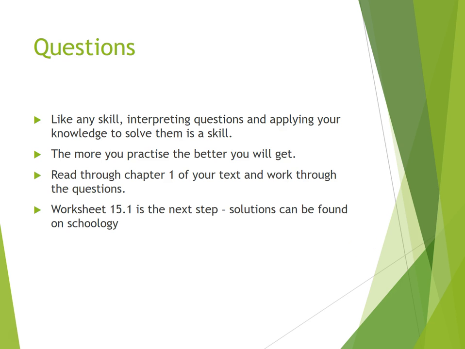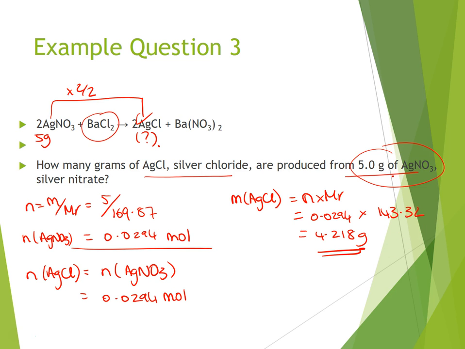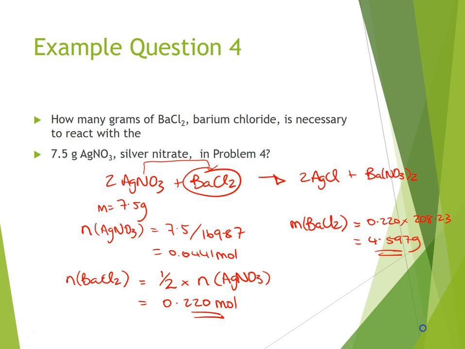And that is going to give us, sorry, that keeps swapping, 208.23 is going to give us 4.597 grams of barium chloride. So we need 4.597 grams of barium chloride to react with 7.5 grams of silver nitrate, and that will produce 4.218 grams of silver chloride. Okay, so hopefully that is making some sense.